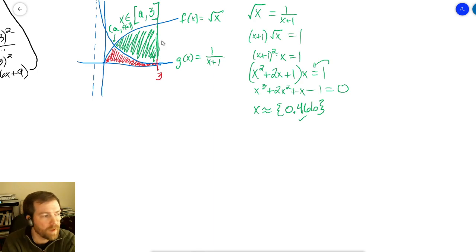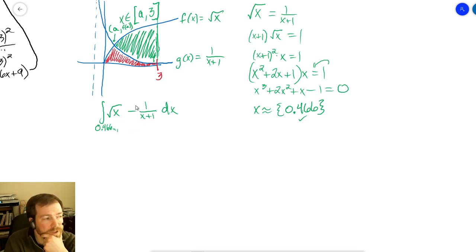Okay. So we're going to take the integral of the square root of x minus 1 over x plus 1 dx, going from our 0.466. Again, keep in mind this is not an exact value. So you do want to have as many decimal places as possible if it's going to be in decimal form. If it's going to be in exact form, then you're going to have an exact form. It's not going to be an issue. And this goes out to 3.